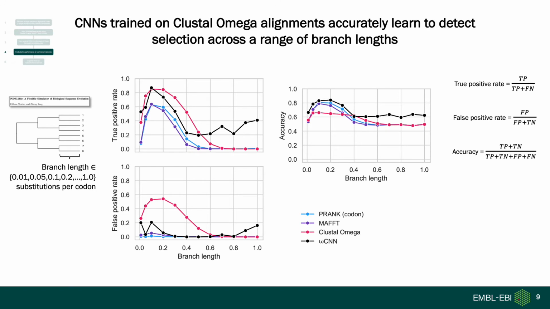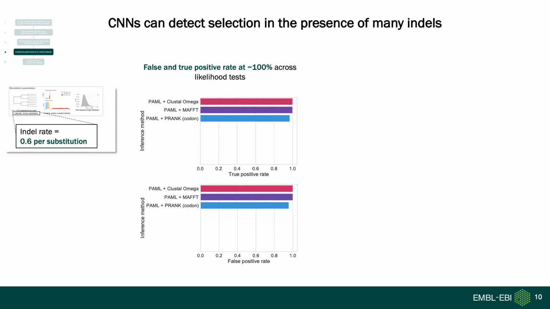Nonetheless, if we look at the overall accuracy of our approach, we can conclude that CNNs can indeed outperform PAML in the presence of alignment errors at every branch length we have tested so far. And so now focusing on our second problematic area for likelihood-based testing, we changed the baseline parameters shown earlier to use an indel rate of 0.6 per substitution. And this represents an extreme number of indels per alignment, and it should be problematic really for both methods.